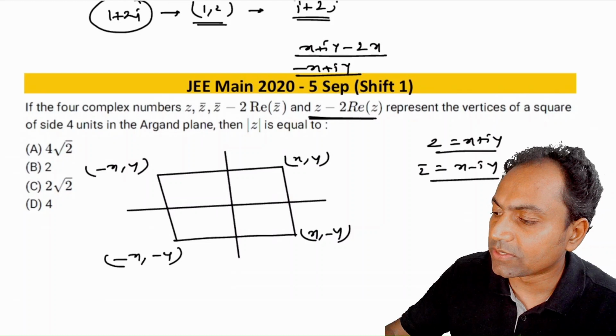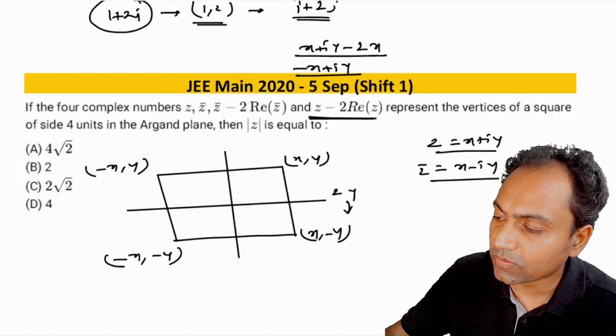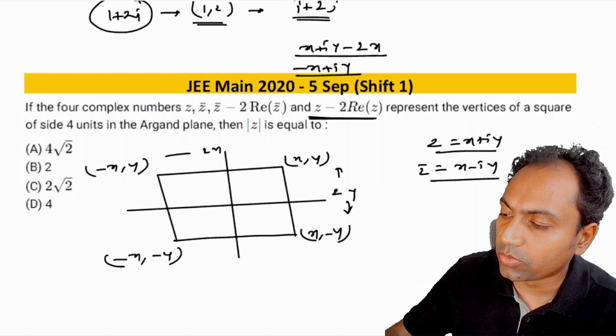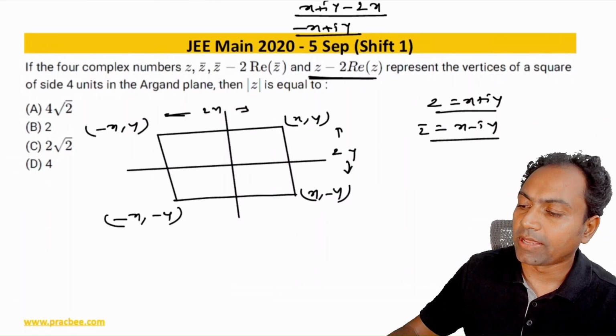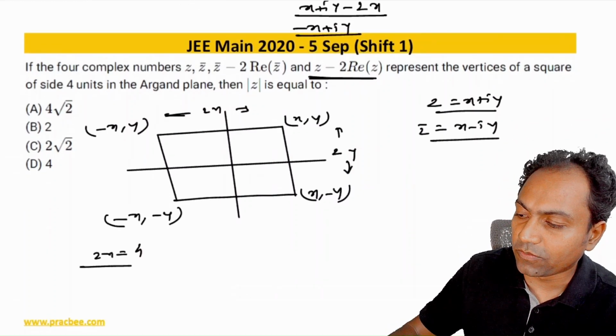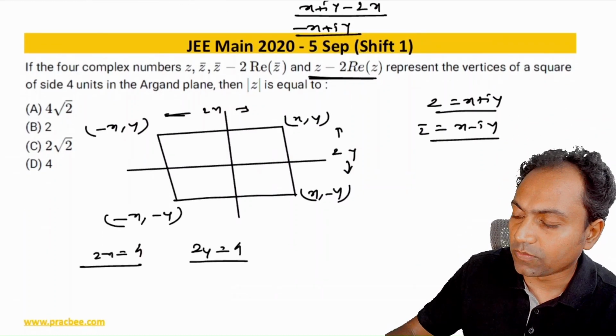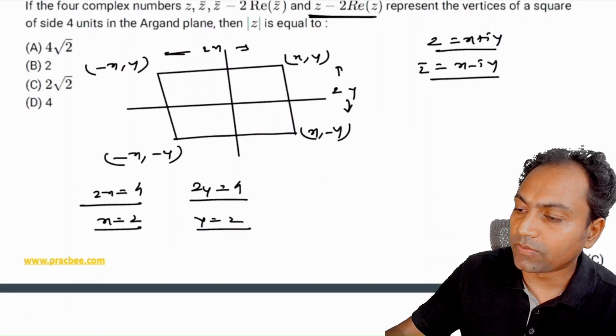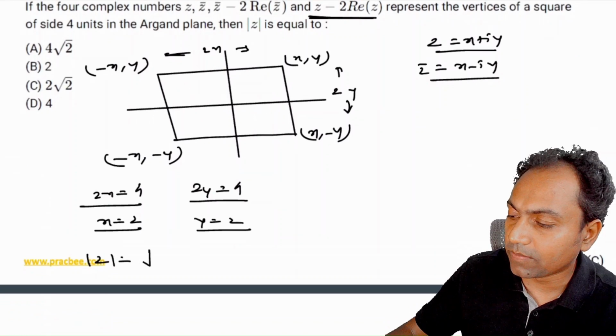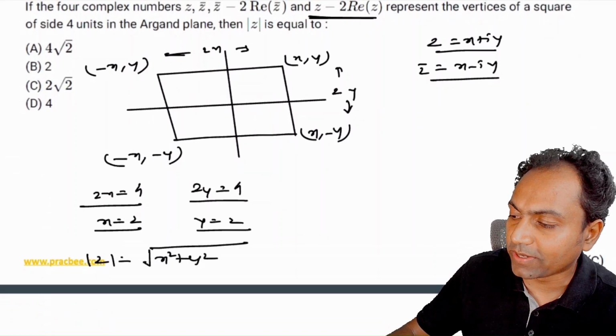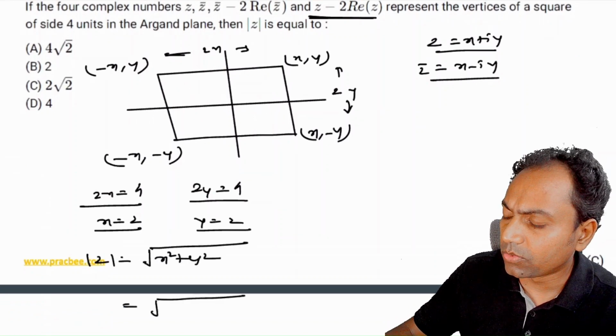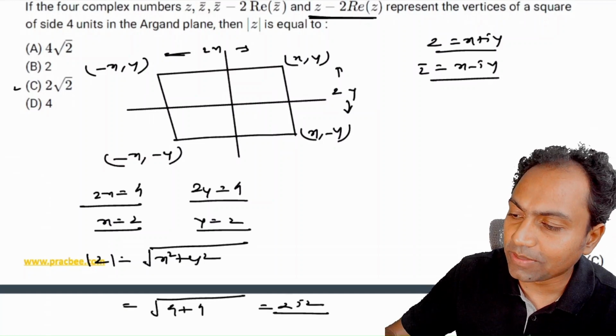So one side of this square you can see comes out to be 2 times y, and another comes out to be 2 times x. Now they have given the side as 4. So twice of x is equal to 4, and also 2y is equal to 4. So you can see the value of x and y both comes out to be 2. If I want to find mod of z, it is nothing but root of x square plus y square, or nothing but root of 4 plus 4, that is nothing but 2 root 2. Hence option C becomes the correct answer.